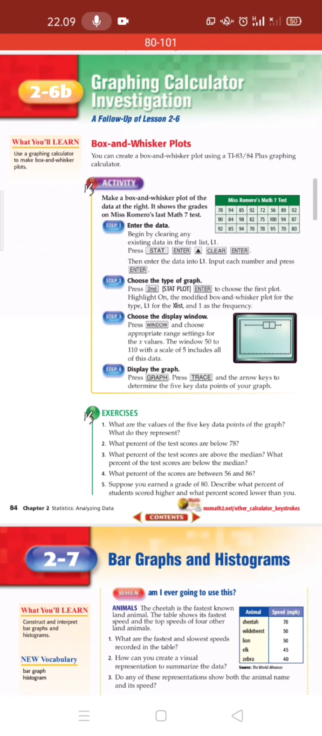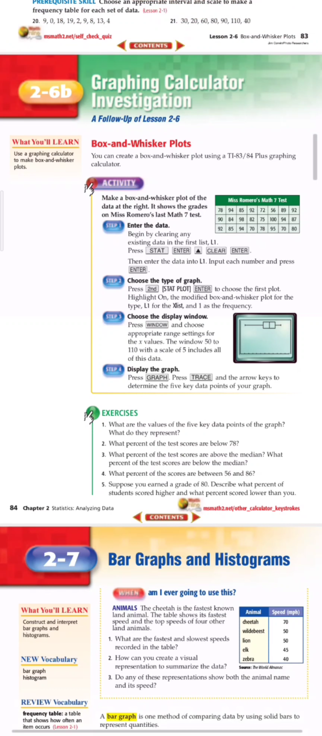Graphing calculator investigation. A follow-up of the lesson on box and whisker plots. You can create a box and whisker plot using a TI-84 Plus graphing calculator. Activity: make a box and whisker plot of the data at the right. It shows the grades on Miss Romeo's last math test.